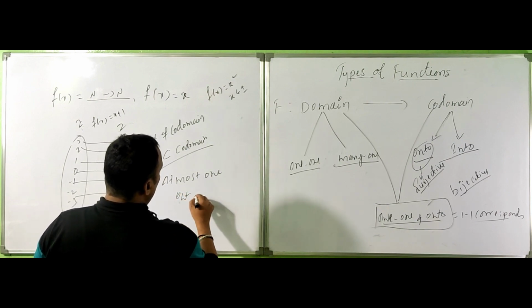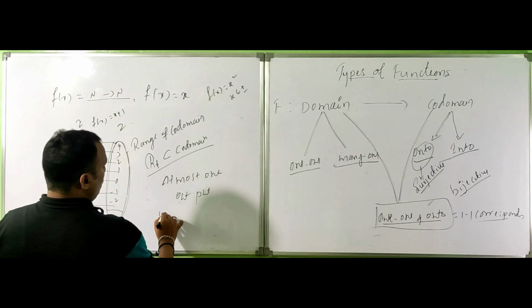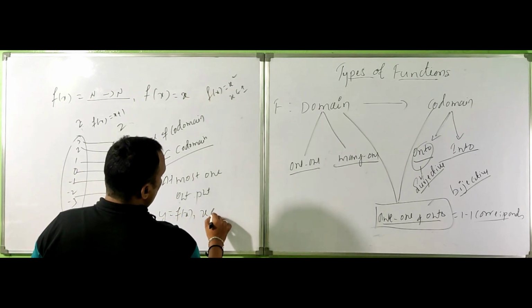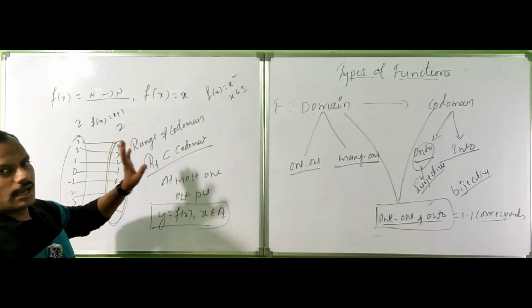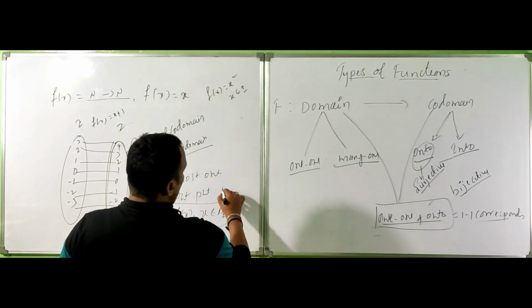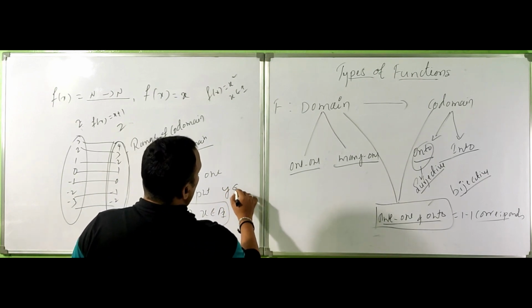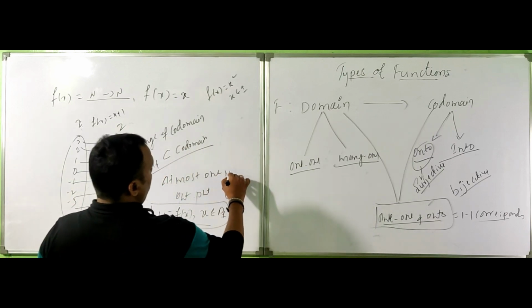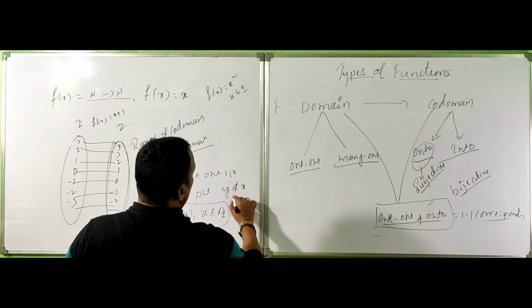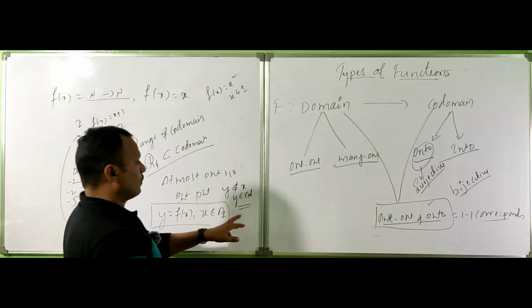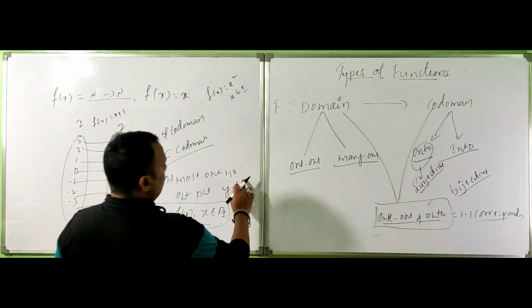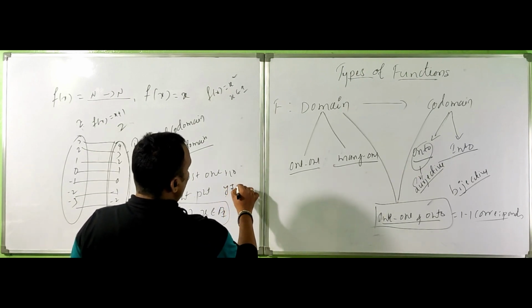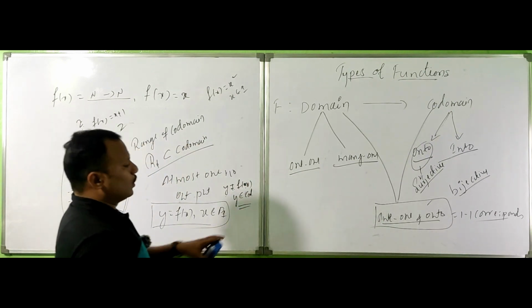One output means y is equal to f of x, where x belongs to the domain, so y completely depends on the x values only. There is no extra element in the codomain that is not in the range of f. If y belongs to the codomain, and y is not equal to f of x, that is the case we need to look at.